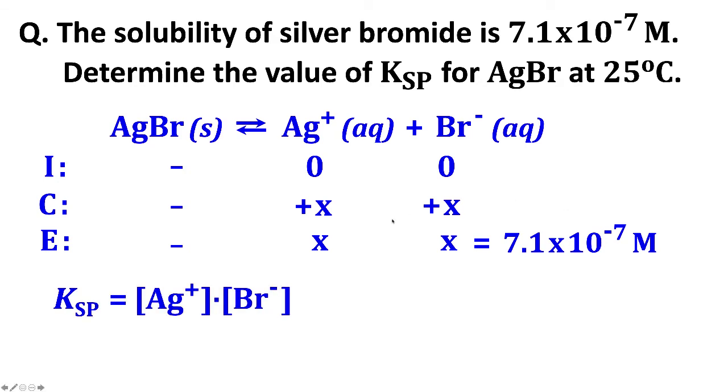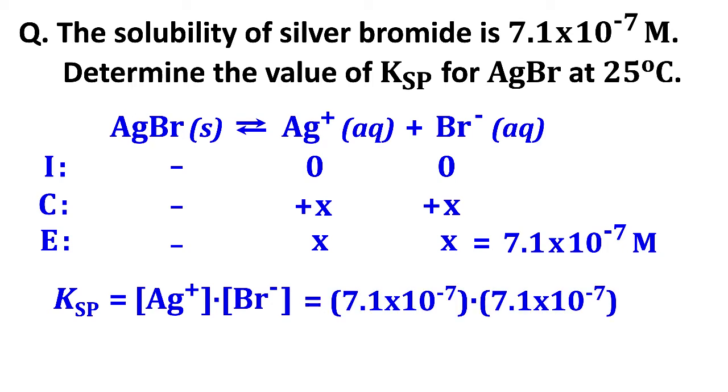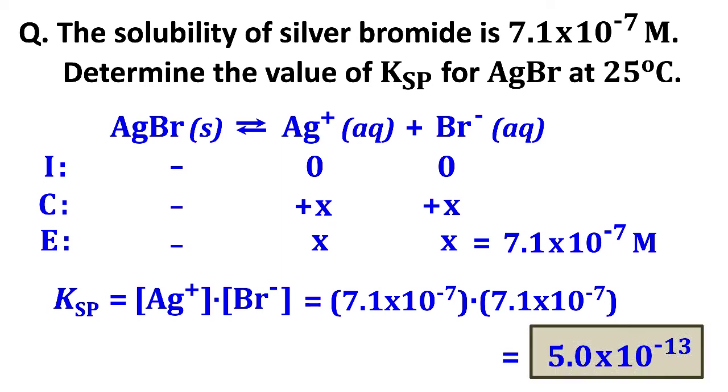So it's pretty simple now. K sub SP is the silver ion concentration times the bromide ion concentration. Both of those are 7.1 times 10 to the minus 7th. So that product of solubilities is 5.0 times 10 to the minus 13th.